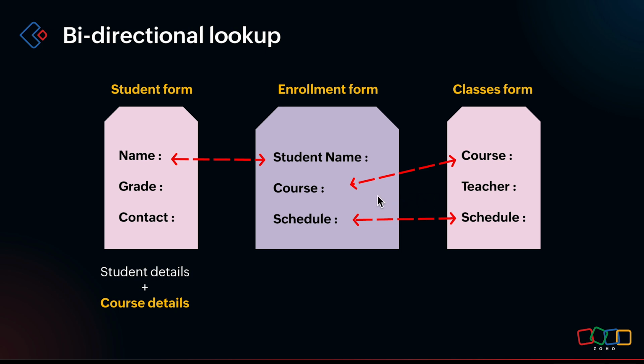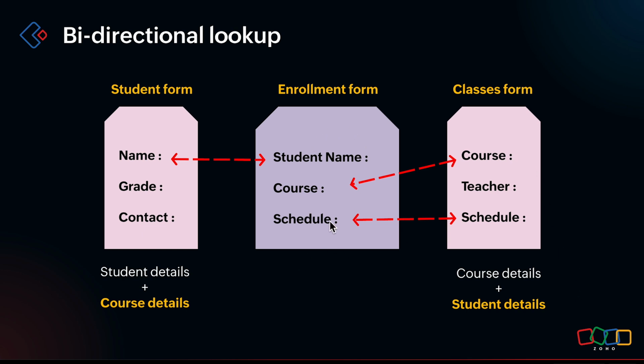Similarly, this unidirectional relationship can also be converted into a bidirectional relationship, and data transfer can be done both ways as well. For instance, if you are sending course and schedule details to the enrollment form, you can simply transfer the student name to the classes form. Once it is transferred, from the classes form itself I can view the course details along with the student details as well. So this is the benefit of creating a bidirectional relationship. Whenever I just select a course, I will be able to see the list of students who have registered for my course in a single form.